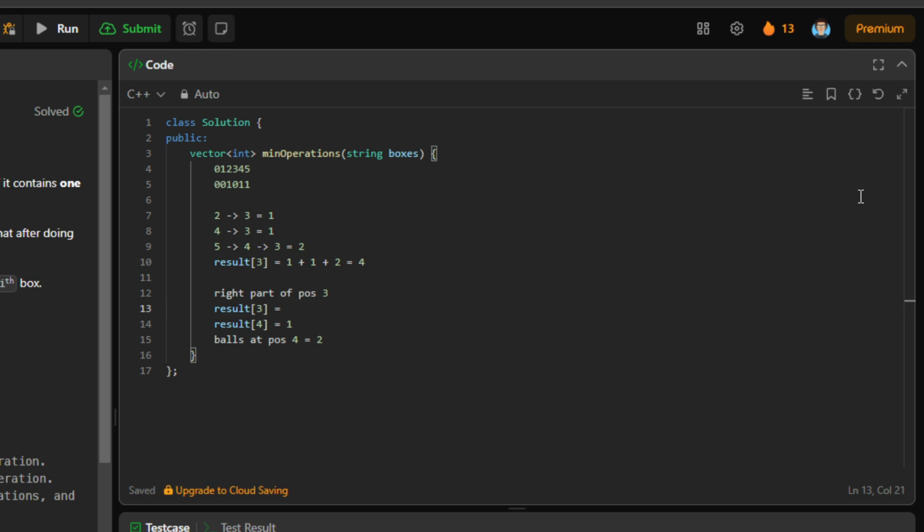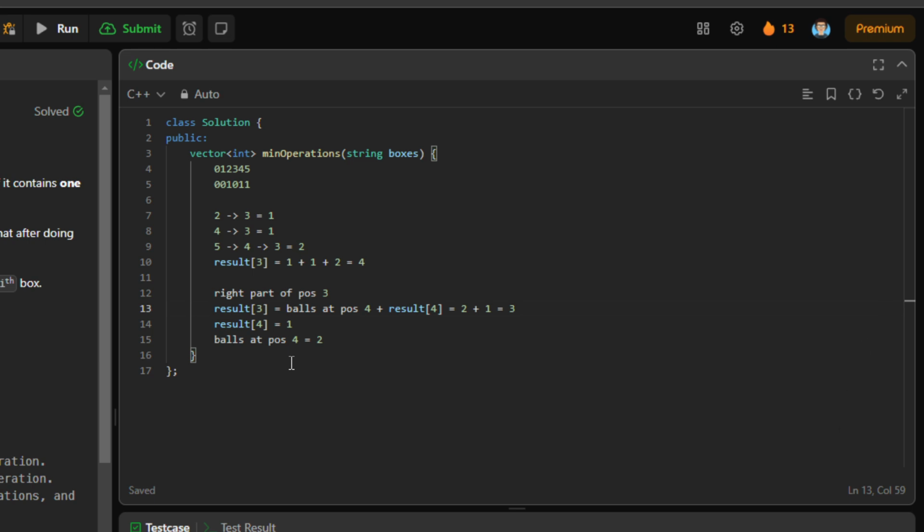So the answer will have balls at position 4, and we moved one ball from position 5, so that move we also need to track, that move from 5 to 4. So that will be the result of 4. Then 2 plus 1, you get 3. So this is the number of moves to reach 3 if we move the balls from the right part of 3 to position 3. Similarly, we will calculate for the left part as well, and then we will finally present our answer.